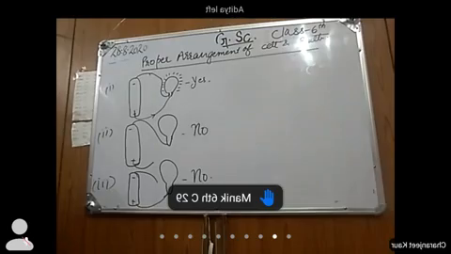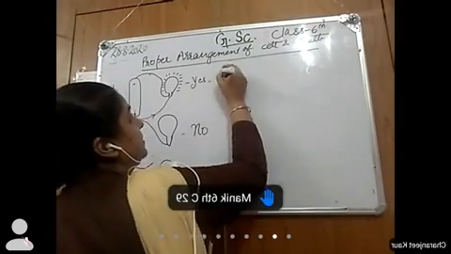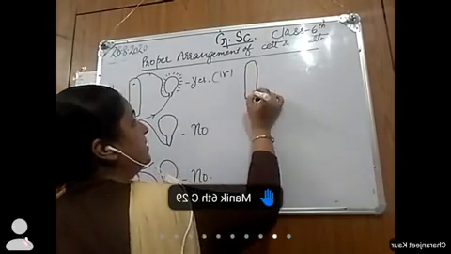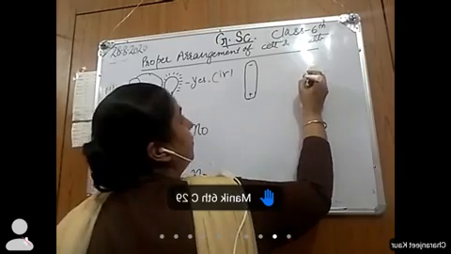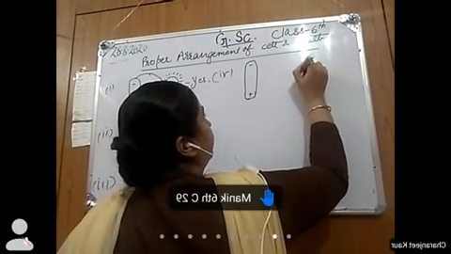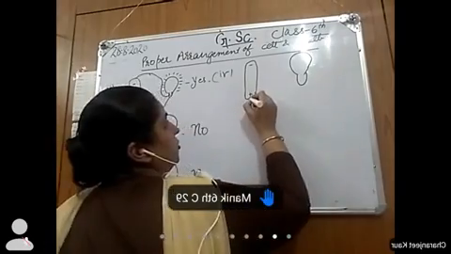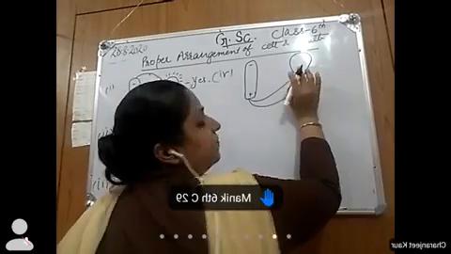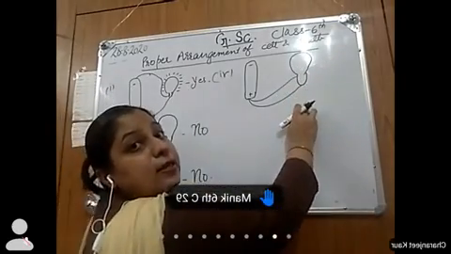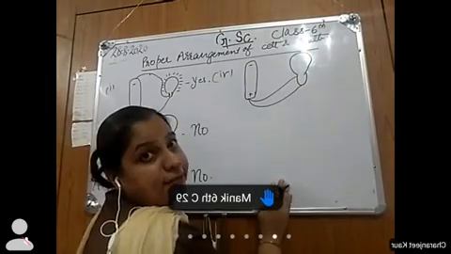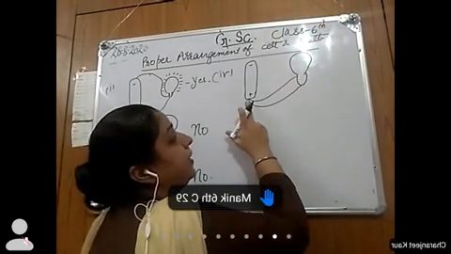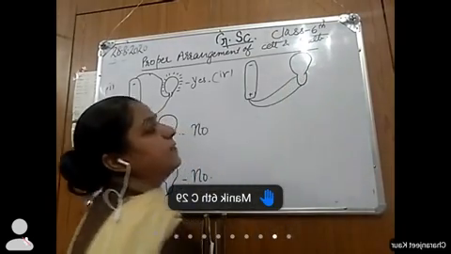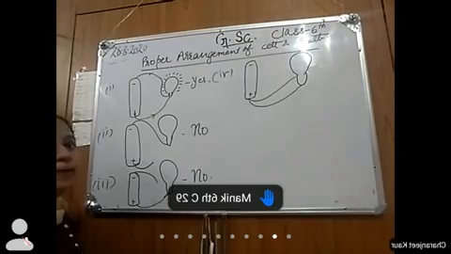In the next arrangement, this is a cell. Here is a positive terminal, negative terminal, and here is a bulb. Now I am drawing 2 wires. This is one. In the bulb also there is one positive terminal, one negative terminal. So here I have connected both the terminals of the bulb with the positive terminal of the cell. Will the bulb glow? No.